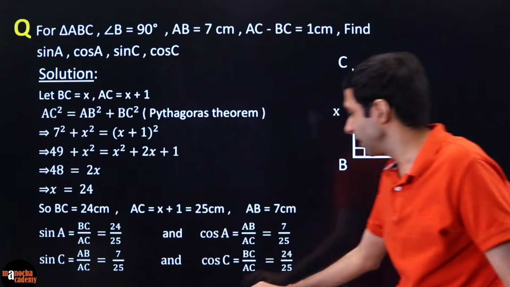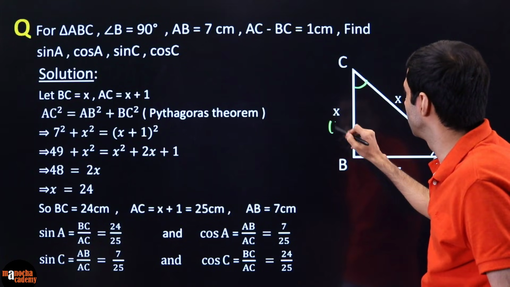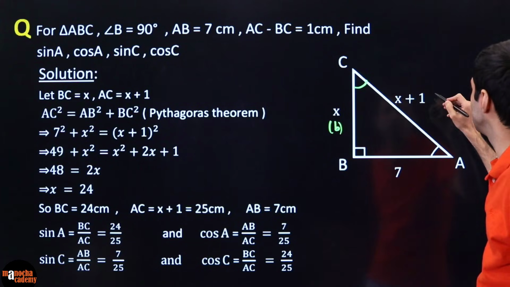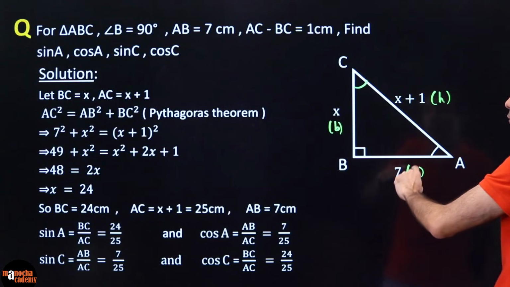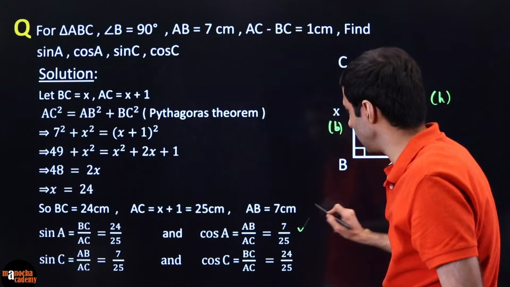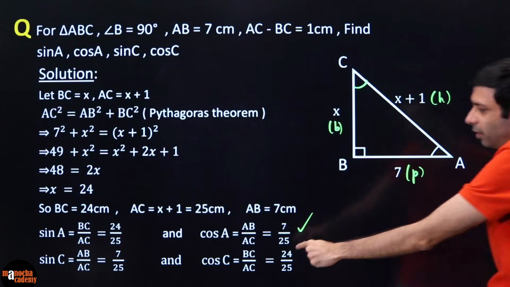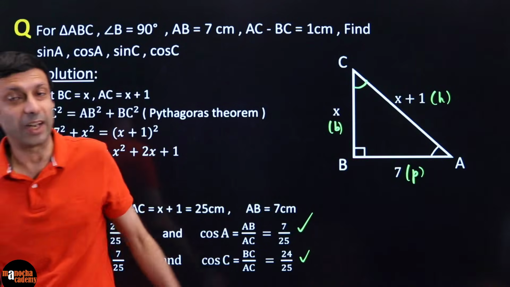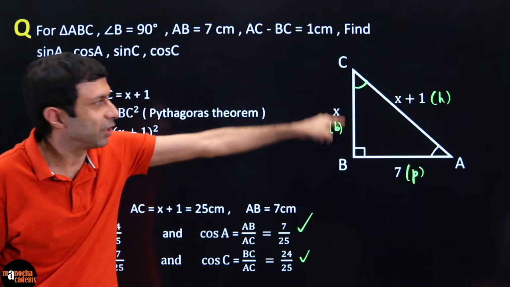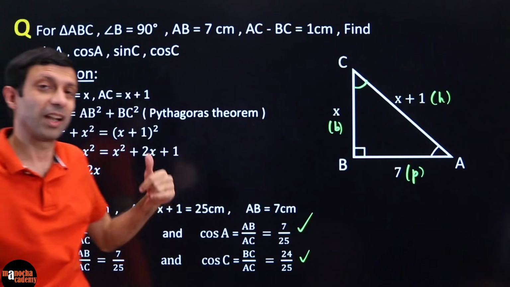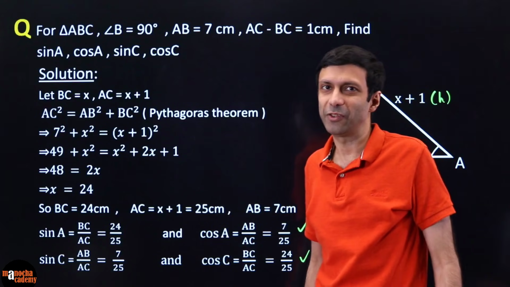When you're looking at angle C, be very careful. For angle C, this is the base. Hypotenuse is the same. And this is the perpendicular. So when you do sine of C, it's going to be 7 by 25. See? 7 by 25. When you do cos of C, base by hypotenuse, x by x plus 1, 24 by 25. So that is why you must be very careful. This is the angle. If this is C, then this becomes your base, which has angle 90. So this was another very important question where we applied Pythagoras theorem and the knowledge of trigonometric ratios.